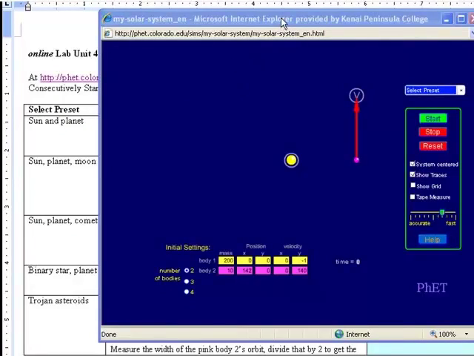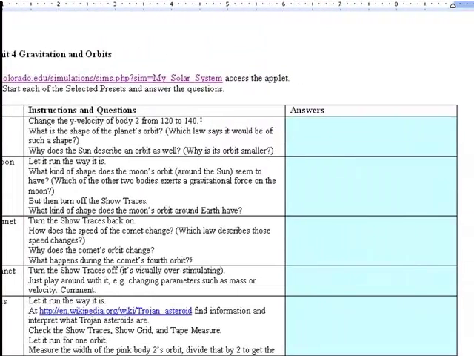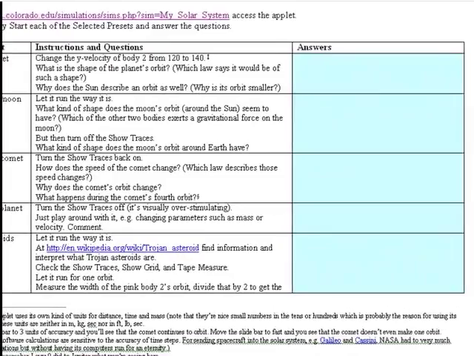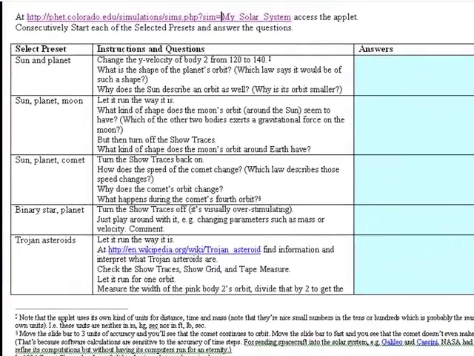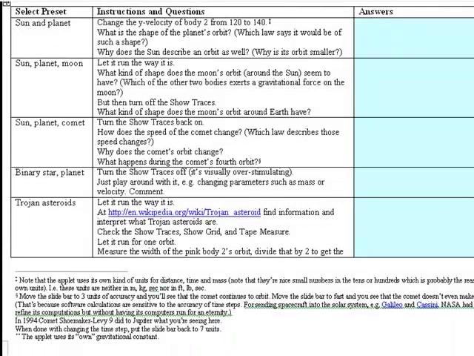Okay, let's see what it says we're supposed to do. As I said, I'm going to do just a couple of 3 examples. I don't think I'll be able to fit everything in here.